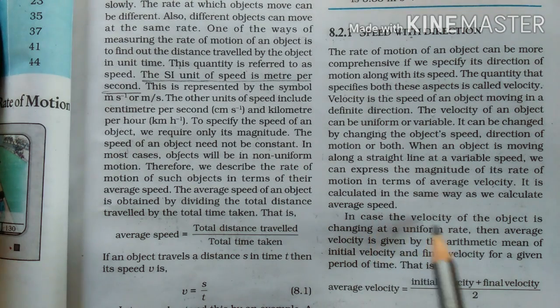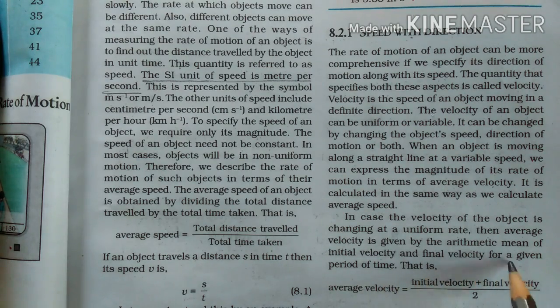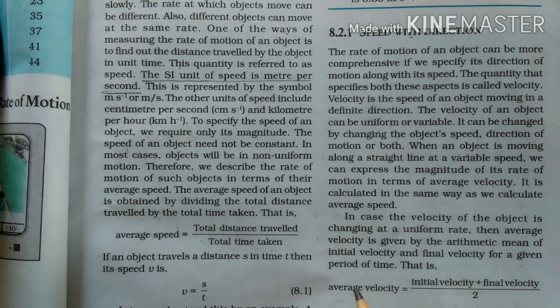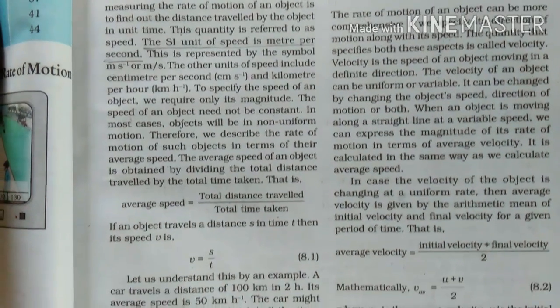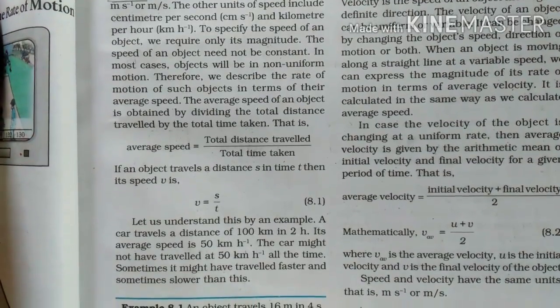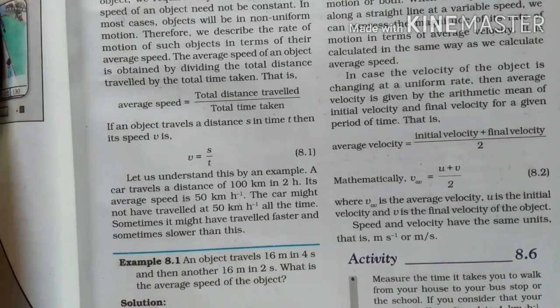In case the velocity of the object is changing at a uniform rate, then average velocity is given by the arithmetic mean of the initial velocity and final velocity over a given period of time. That is, now we can calculate in this way: average velocity is equal to initial velocity plus final velocity divided by 2. In this way, you can find the average velocity of the object.